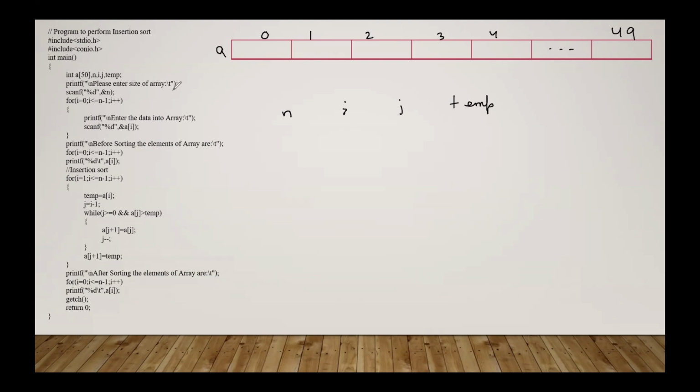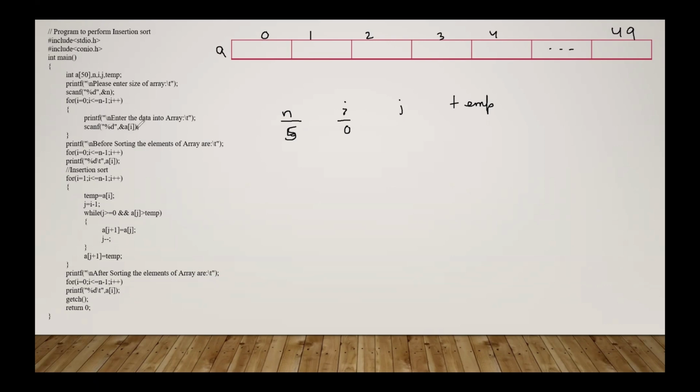So please enter the size of array. For example, I enter the size is 5. So what is the n value? N value is 5. For i = 0, i <= n - 1, i++. So what is the initial value of i? It is 0. So what happened?